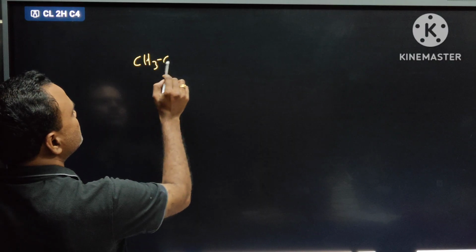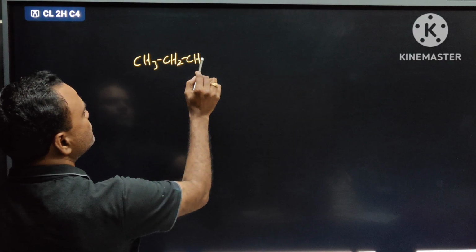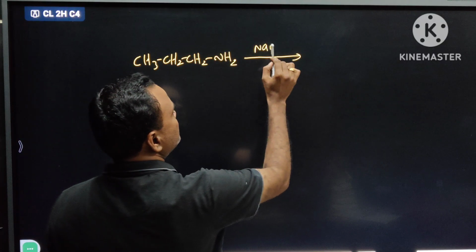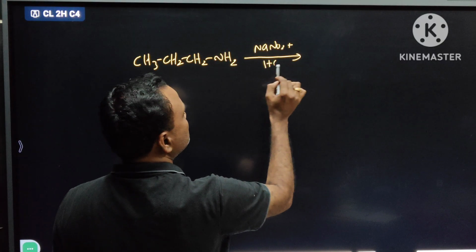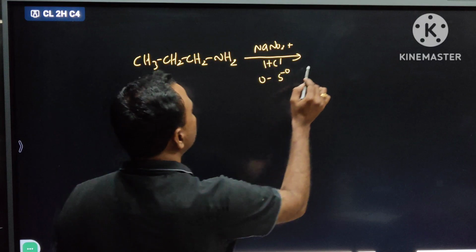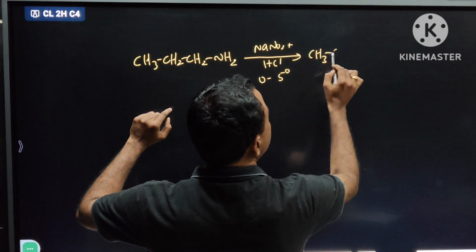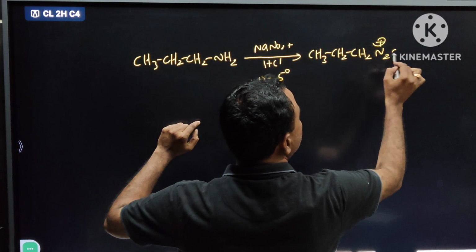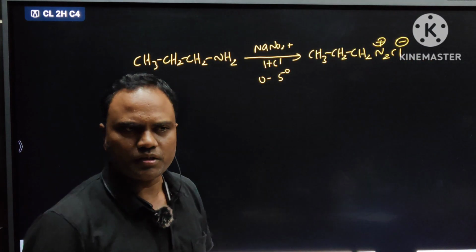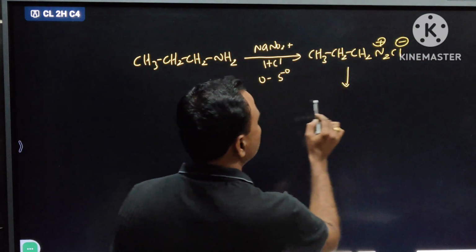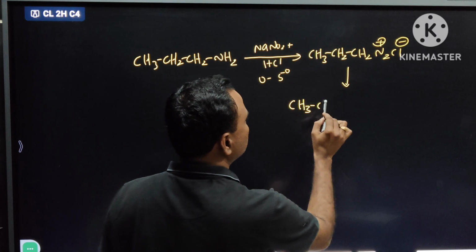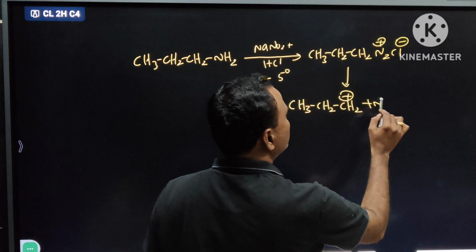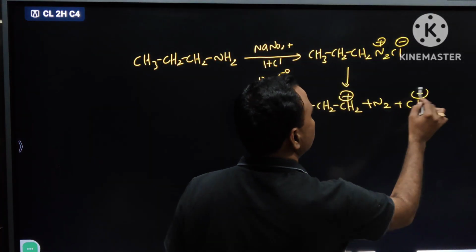Right. CH3, CH2, CH2, NH2, treated with NaNO2, HCl at 0 to 5 degrees centigrade. I am writing the unstable diazonium salt first, R N2 plus and Cl negative. Right? This is unstable. You will get a carbocation, CH3 CH2 CH2 positive, and nitrogen gas, and chloride is liberated.